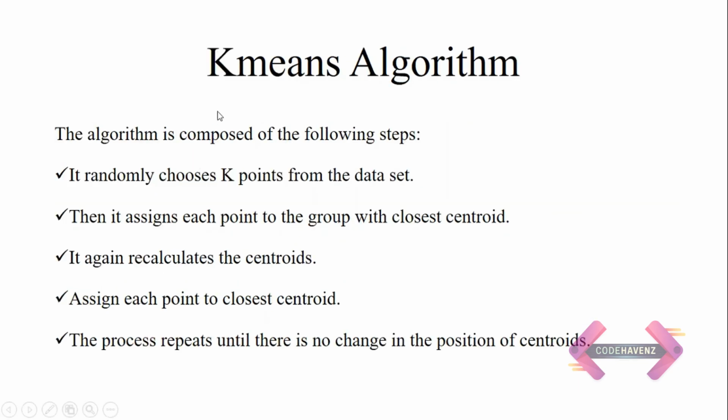Now, I'm going to show the steps of K-means clustering algorithm. The first step is it randomly chooses the k objects from the dataset. Randomly choosing k points means that we need to randomly select two objects, or we can say the k objects, as cluster centroids. And then we need to calculate the distance of other data objects from those k points.